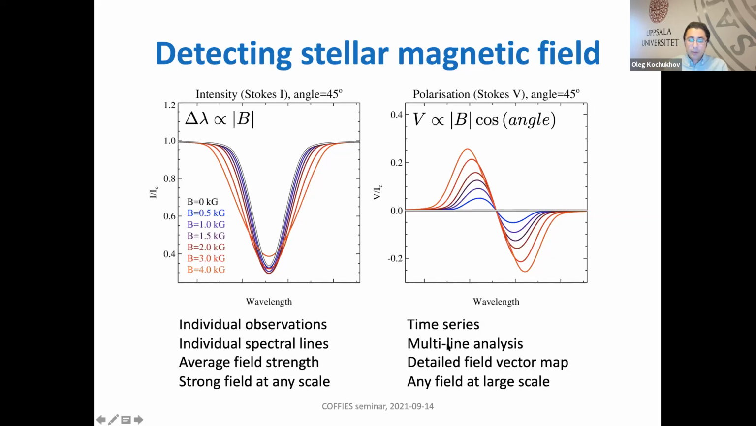And typically, we also have to carry out a multi-line cross-correlation type of analysis in order to add up the signal over many spectral lines and detect a signature that can sometimes be quite weak. But if we do time series analysis of these signatures, we can reconstruct the full detailed vector map of the global field. So we're sensitive to weak fields, but only to fields at larger scales.